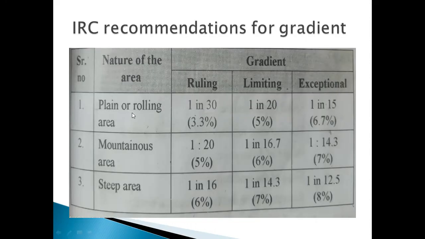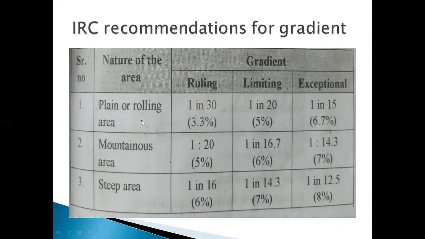Now see the IRC recommendation for gradients. For all gradients, what are the IRC recommendations? The gradient depends upon the nature of the area: whether the area is plain or rolling, mountainous, or steep. What is the standard specification of gradient? We have IRC recommendations for ruling, limiting and exceptional gradient.